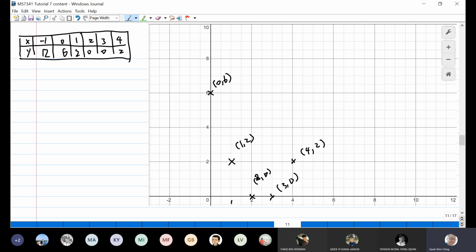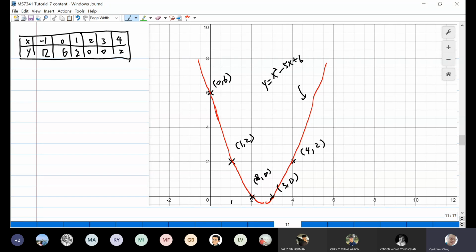So you can actually continue to draw the graph if you have more points. So I just join them to get a graph. So the graph looks something like this. It's a curve, then it turns. Okay, so this is the graph of y equals x squared minus 5x plus 6. So this is how we get a graph.